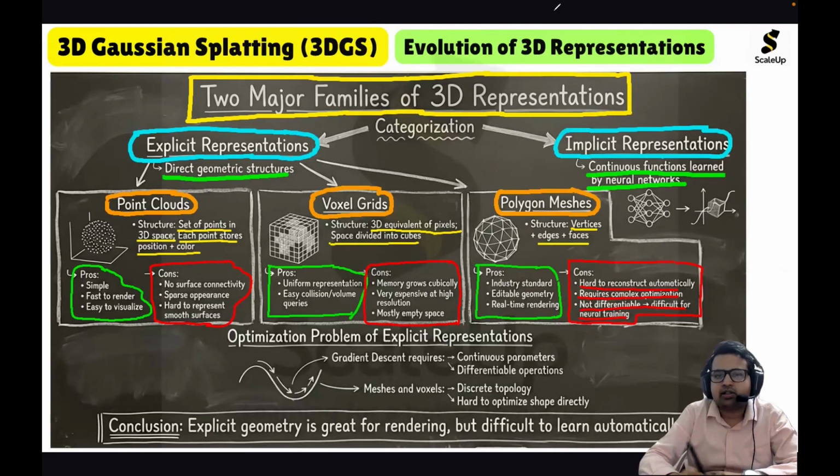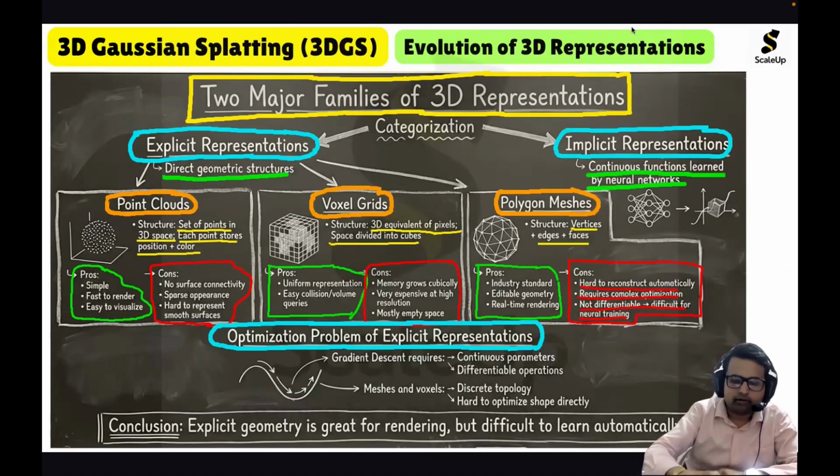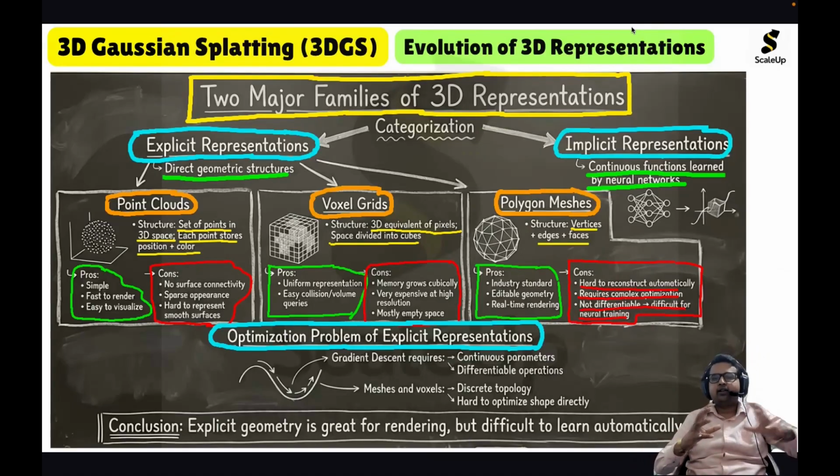Okay, now we will discuss the optimization problem of explicit representations. Why do explicit structures struggle in deep learning? Basically, we cannot do deep learning with explicit representation. Once again, I'll tell you what it means. We represented a scene in 3D using explicit representation. 3D representation we can do either using point clouds or voxel grids or polygon meshes.